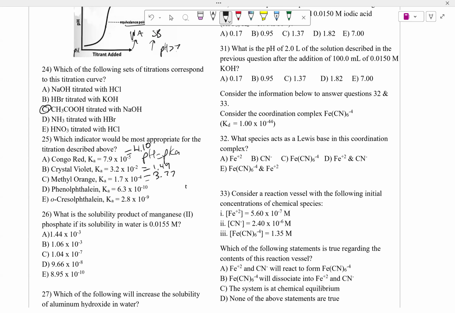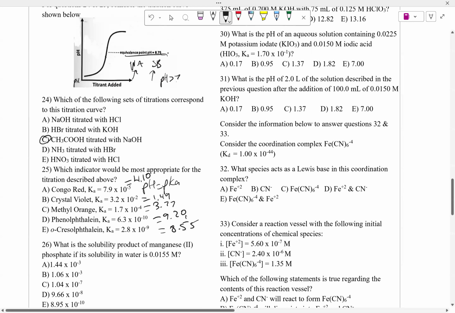Negative log of 2.8 times 10 to the negative 9. All right, so I got 9.20, and then this is 8.55, right? And we see here that this equivalence point is 8.75. So you would want an indicator that will start indicating very close to that equivalence point. And so 8.55 is the closest one, and so that's why E is the right answer.